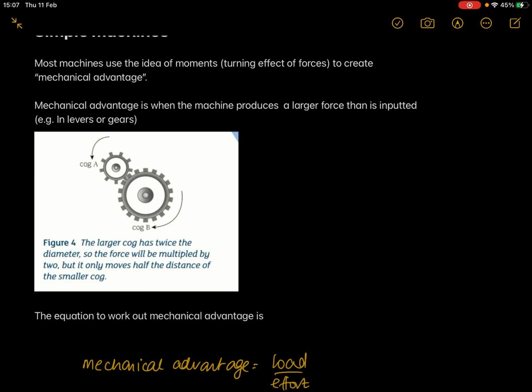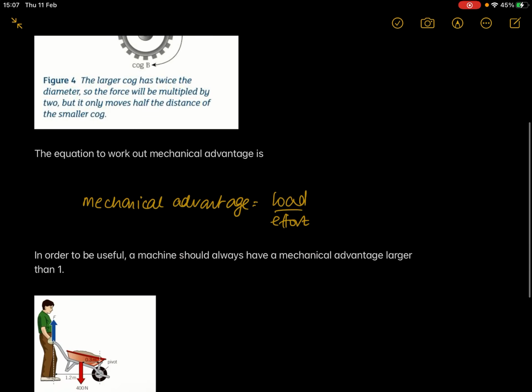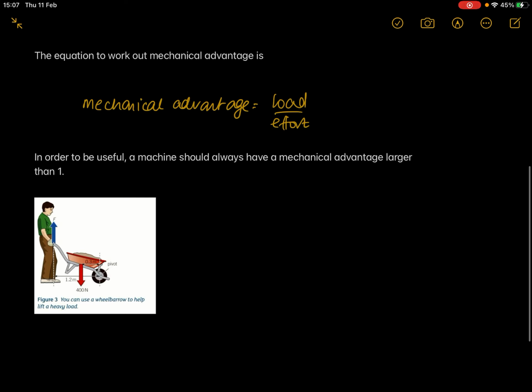So here we've got a gear, 2 gears in fact. Cog A is the gear that is being turned. Now it will produce a movement in cog B. You can input a smaller force to cog A and it will produce a larger force coming out of cog B. Fantastic. The equation to work out mechanical advantage is mechanical advantage equals load divided by effort.